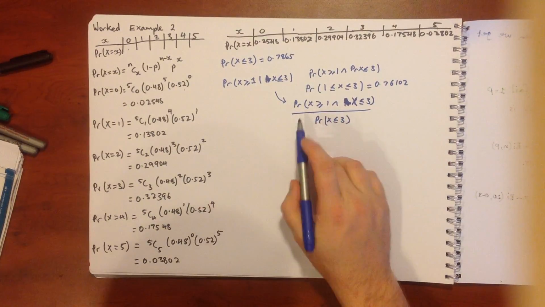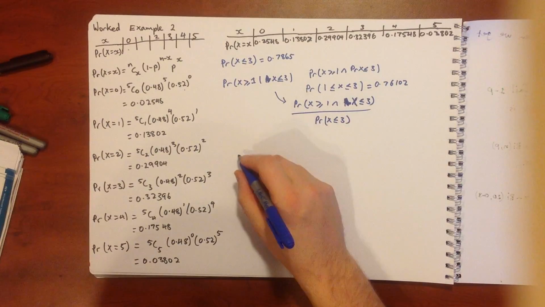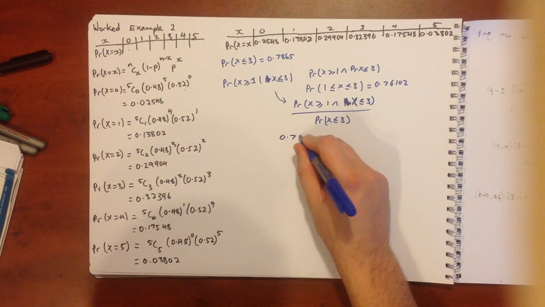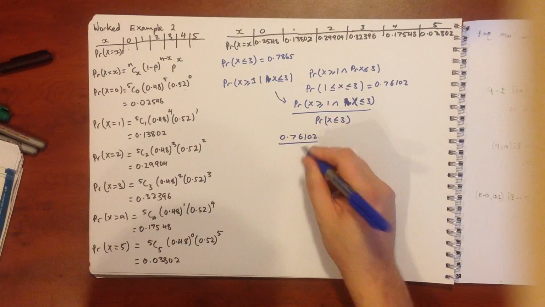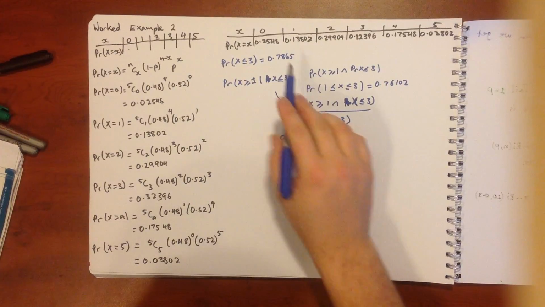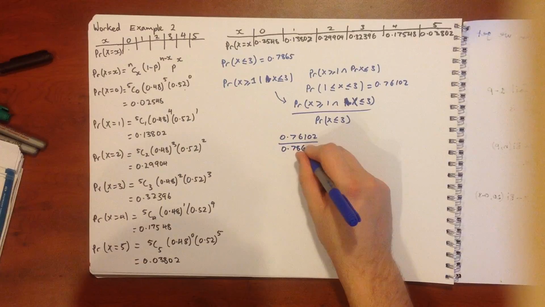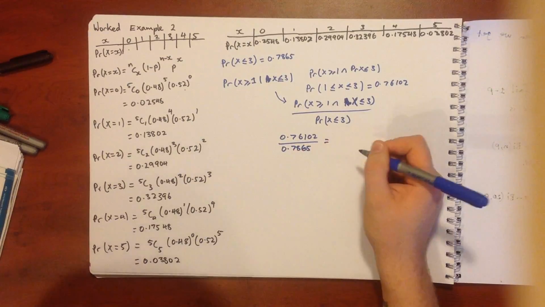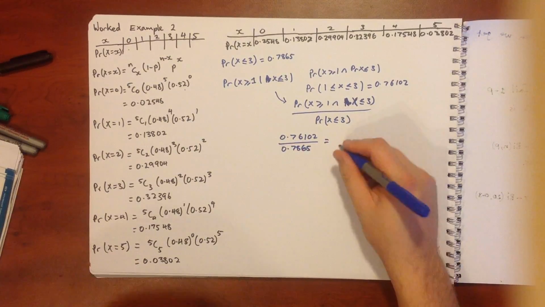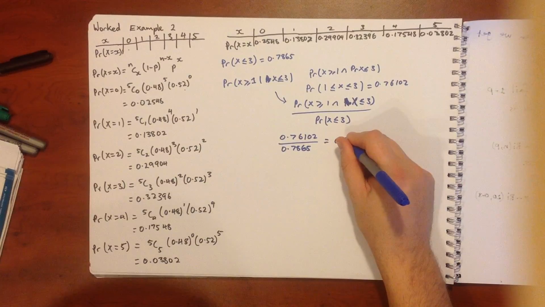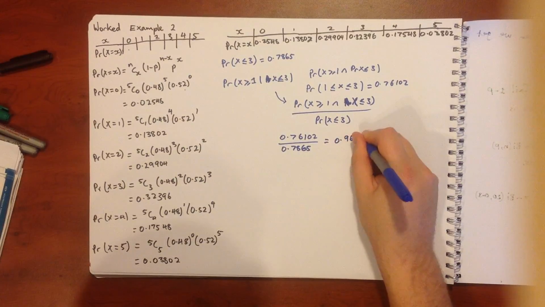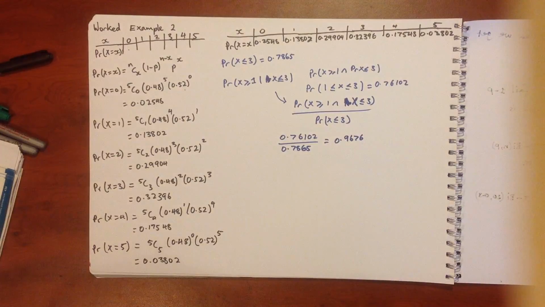So I found that our probability for our intersection is 0.76102, and now we've got to divide it by the probability that's less than or equal to 3. Well, we worked that out before, that's 0.7865. That means that we get a probability of 0.9676 for part C.